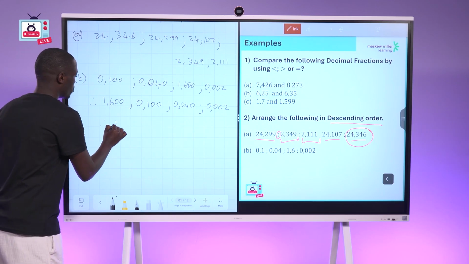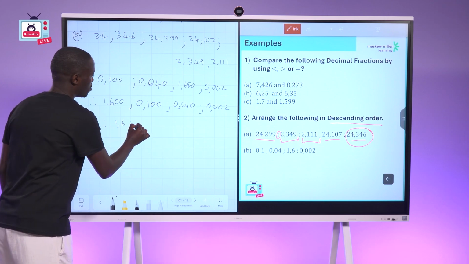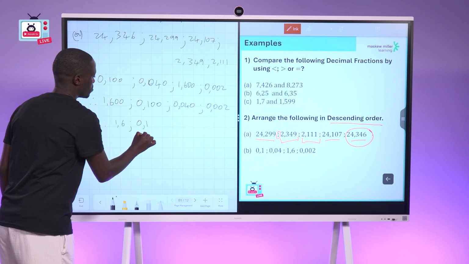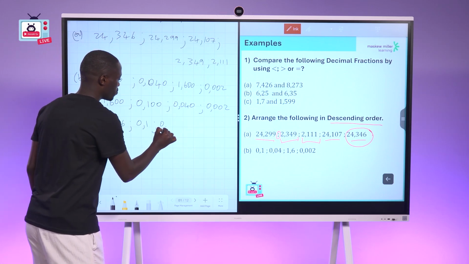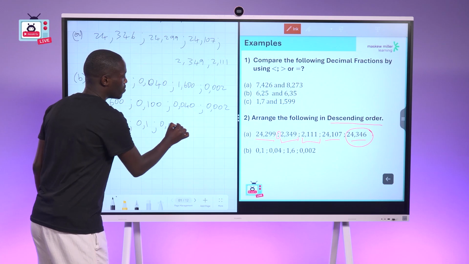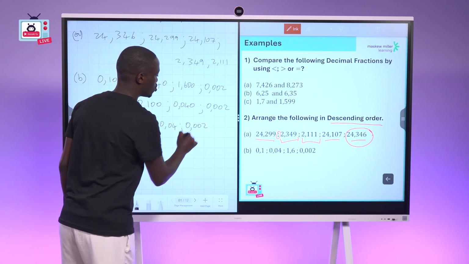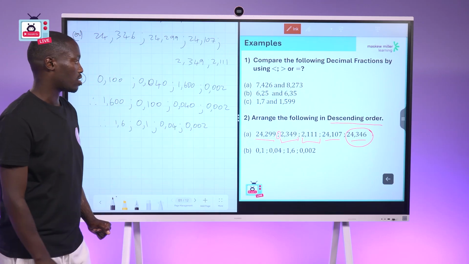This will be 1.6, 0.1, and this will be 0.04, and this will be 0.002. Those are all the numbers arranged in descending order.